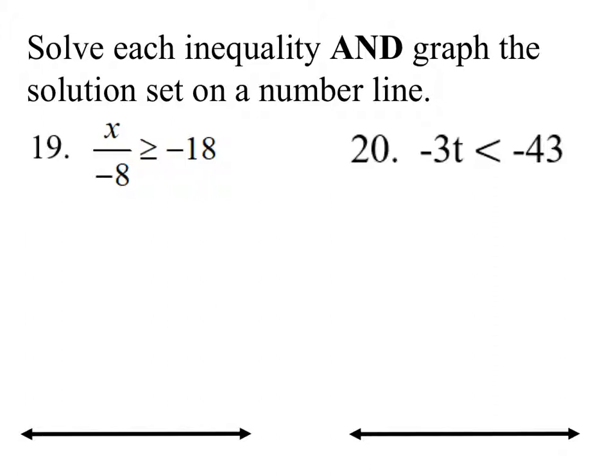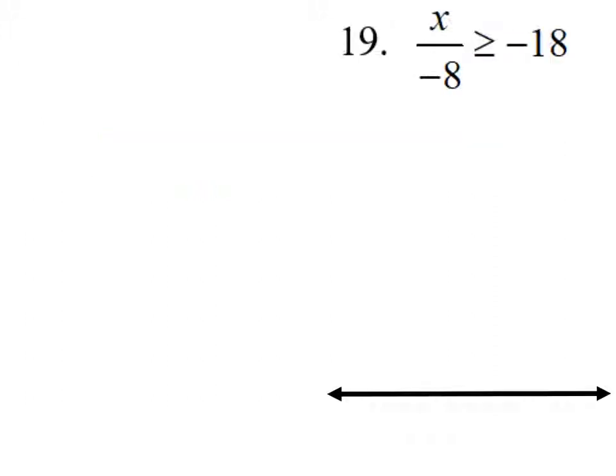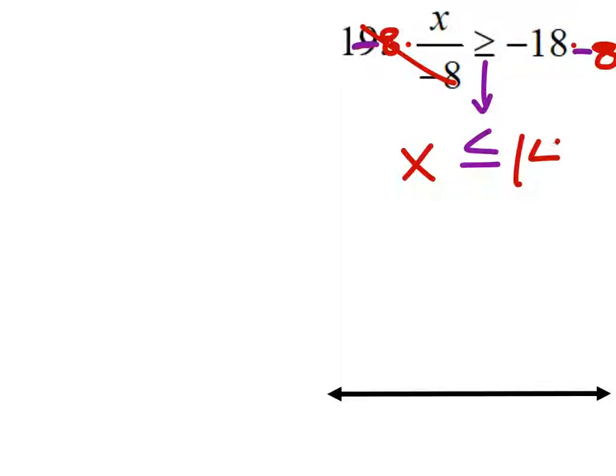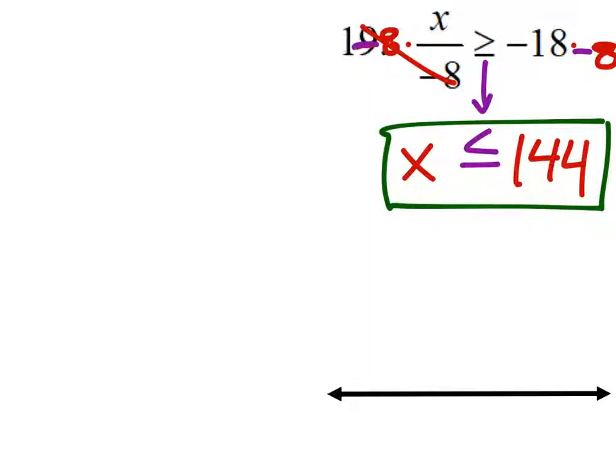Alright, let's go ahead and get started. We'll start with number 19. So these ones will work pretty much the same way. To solve this equation, I'm going to multiply both sides of the equation by a negative 8. But since I multiplied them by this negative here, it is going to flip the inequality so that it's less than or equal to. Of course, the negative 8's cancel into a phantom 1, so I'm left with x. And negative 18 times negative 8, you can put that into the calculator. It would give you 144. So this would be the solution, or the inequality that represents the solution.